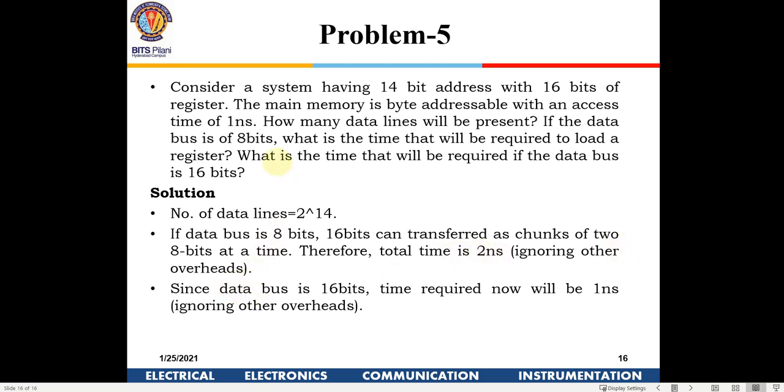And the last part is what is the total time required if the data bus is 16 bits. If the data bus is of 16 bits, then in a single clock cycle we will be able to transmit all the 16 bits. So only one read operation or one single write operation will be required, which is 1 nanosecond. So only 1 nanosecond will be required.